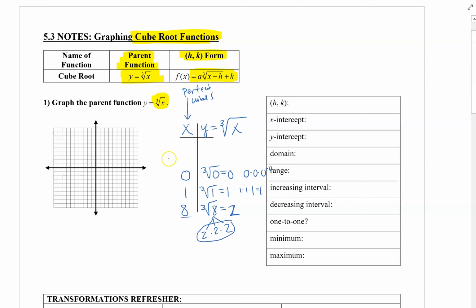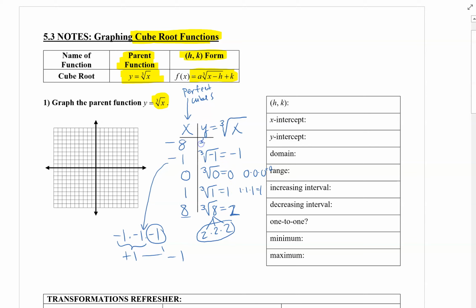But I also should plug in a few negatives also, so that I get a full idea of what the shape of this graph looks like. So I'm going to go ahead and use these same perfect cubes, but the negative versions of them, -1 and -8. Because if I cube root -1, I get back -1 for the same reason that I get 1 when I cube root +1. Because if you multiply -1 times -1 times -1, the first two negatives will cancel and give me +1. But when I take that +1 and multiply it by the leftover -1, I get a result of -1. So the cube root of -1 is equal to -1.